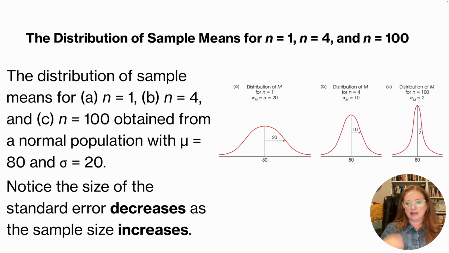So in A, you pulled one. Great, that's a great pull. You had one, and the standard deviation is going to be 20. And then in the next one, you had four, and the standard deviation of the sample mean is 10. It starts to tighten up, and then with 100, it tightens up even more. And if you notice, the size of the standard error decreases as the sample size increases. Again, it's going to do that until you get to the population. And then after a while, you will not have a standard error because you did everybody.